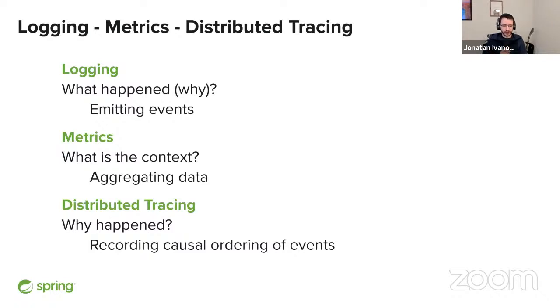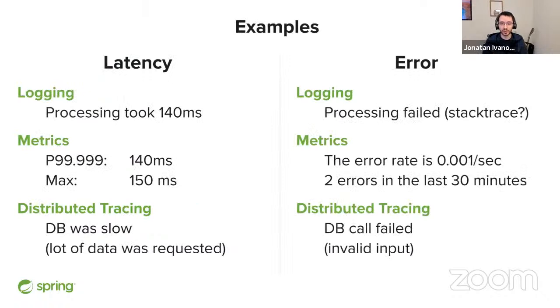Metrics, on the other hand, try to answer what is the context of these events. They do this by aggregating the data and giving you an aggregate, for example, one single number for 1,000,000 events that you had in your systems. And also there is distributed tracing, which should answer the question why something happened in your application. It does it by recording events with causal ordering, so that you know that this event happened because it was triggered by another one, and that was triggered by the first one, and so on. So that it can answer questions like, why is this failing, or why is the latency so high, and so on.